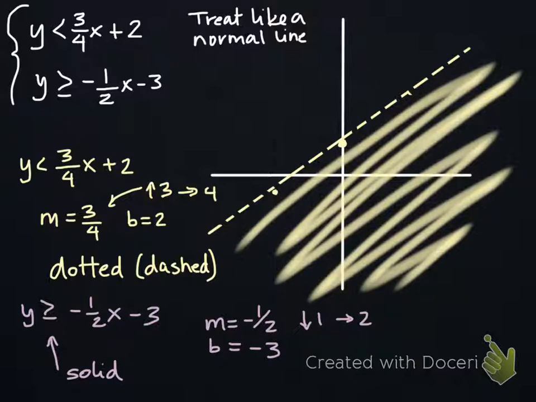And then the last thing we need to know is where to shade. Well, the y is greater than, that means we're going to shade above. So shade above. Guess I should have written that one on the one up here in yellow. It's less than, so we're shading below. Let's see, where could I put that?